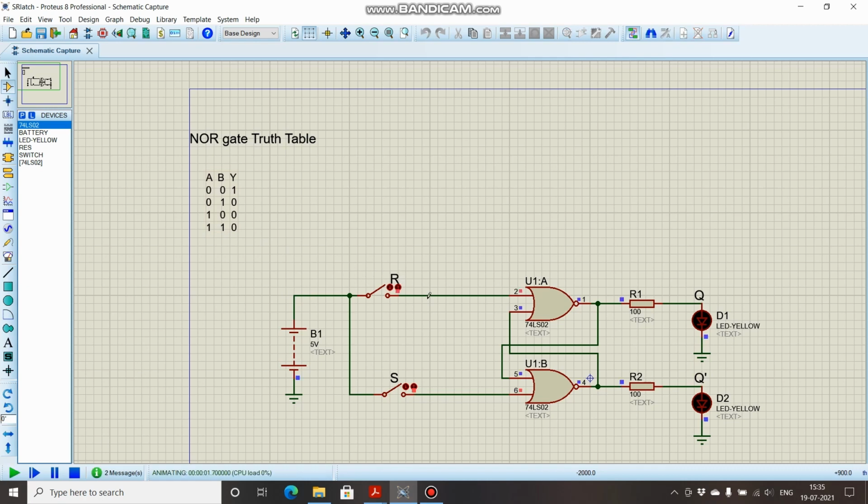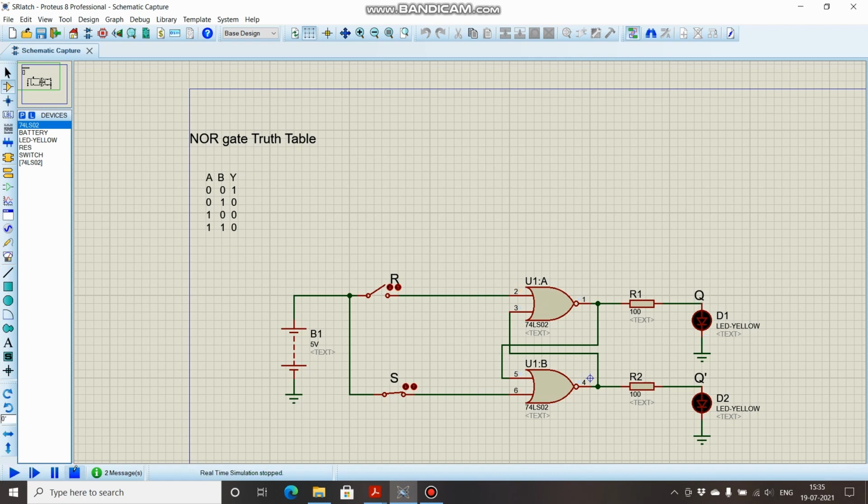Now R is 0, the circuit is open, and let's select S as 1. Now for the case when R is 0 and S is 1, ideally Q bar should be 0, Q should be 1, but it didn't happen like this. Why? Let's try and debug this issue.